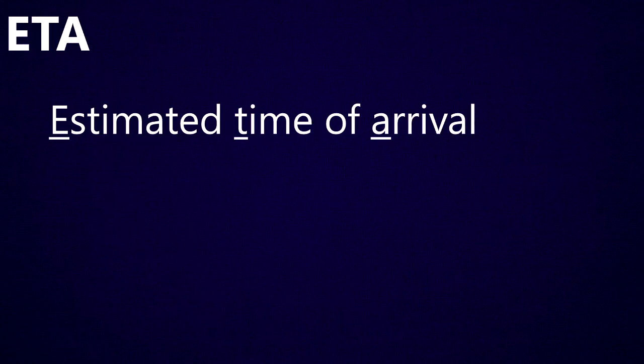ETA for estimated time of arrival. This one will get used sometimes. In the military, it'll get used a lot. But if you're going to somebody's house for a party and you're not there yet and they're wondering where you are, they might text you and say, what's your ETA? ETA is how long before you get there, or how long before somebody gets there. And that's what we'll say, ETA.